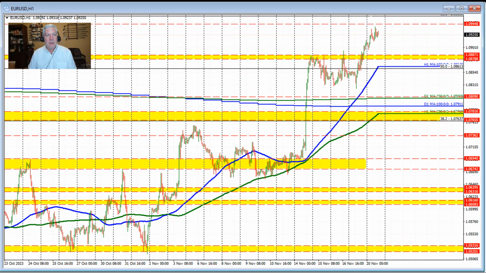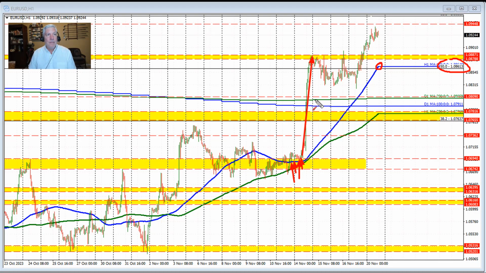And let's take a look at the hourly chart. What we see on the hourly chart is the move away from the 50% midpoint level. That level comes in at 1.08613, and just above that level is the 100-hour moving average. The price last week based against that 100-hour moving average here and here and here and here, for that matter, and then moved to the upside.